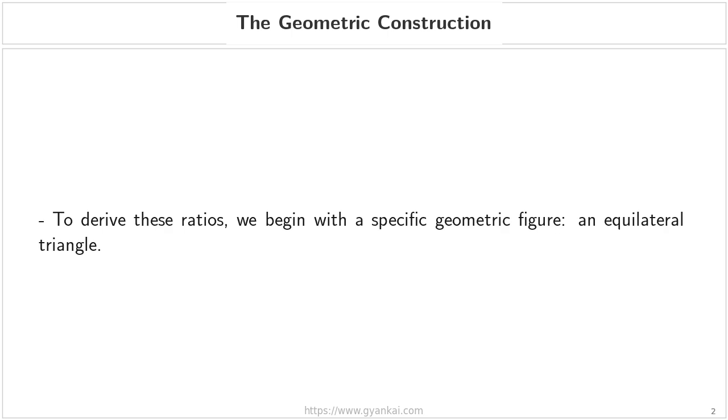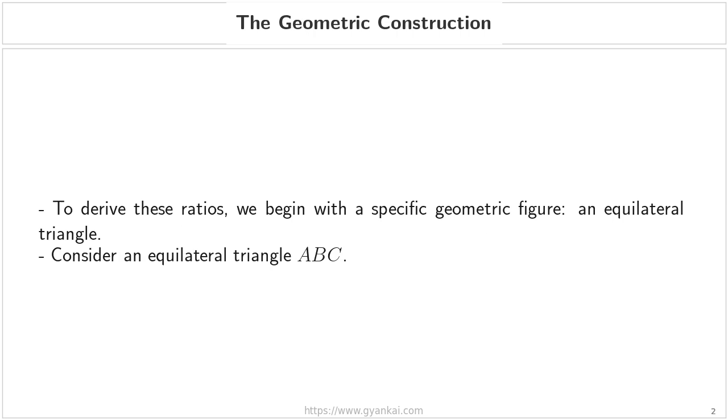The geometric construction. Now that we've established our goal of finding exact values for these specific angles, let's move on to the geometric construction. To derive these ratios, we aren't going to start with just any random triangle. Instead, we will begin with a very specific geometric figure, an equilateral triangle.